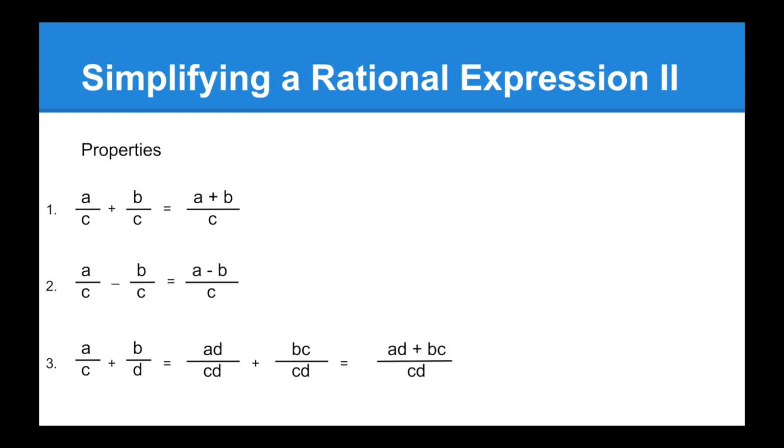And for the same sake, if it's an addition but it has a different denominator, then we make it into the least common multiple. And then if we make it into the same denominator in that way, we add it just like we did in number 1. Very, very simple.